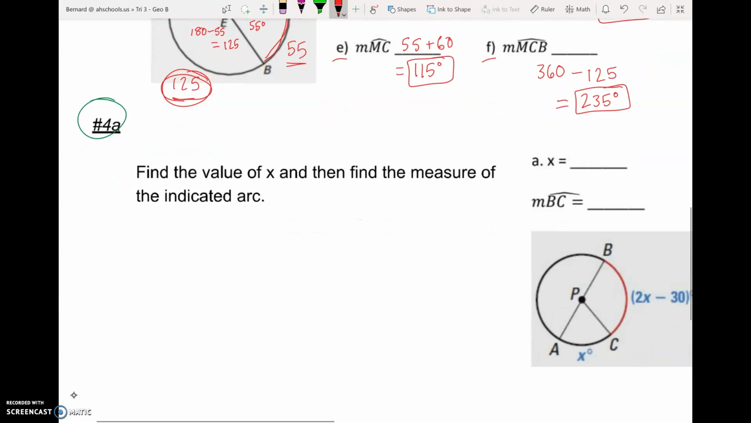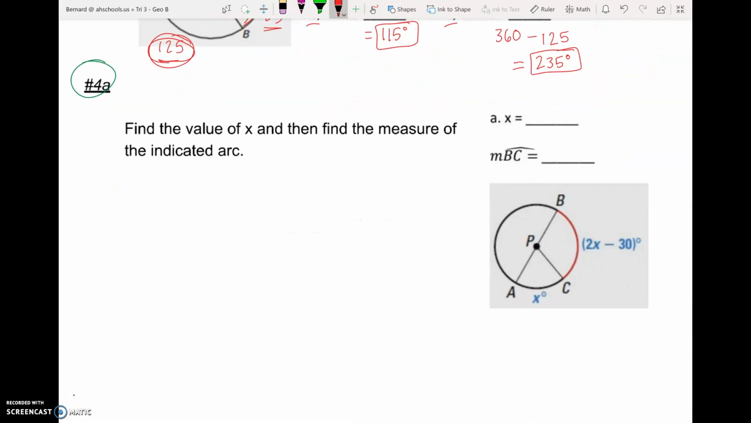So last question, similar idea, but now we have to do some algebra. We need to find the value of x and then the measure of an arc, and that arc is BC. To find x, we're working with 2x minus 30 and x. One thing we want to see here is that this line A to B is a diameter. Diameters cut circles in half. So the half of the circle where the x and the 2x minus 30 are all part of, that's 1/2 of our circle. So combined, everything needs to equal 180, and that's how we'll solve for x.